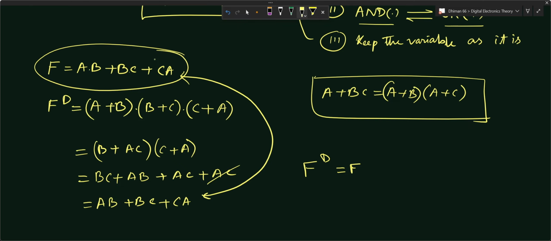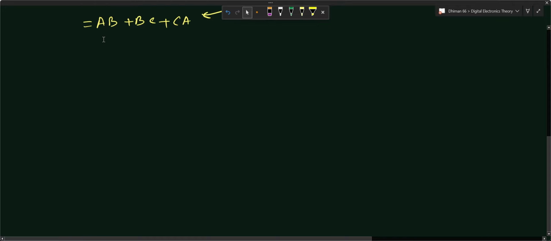Okay, we have considered one example. Now let us consider one of the most important examples. Why am I telling you it is the most important? Because from the exam point of view, this is most important. Let us consider another function.